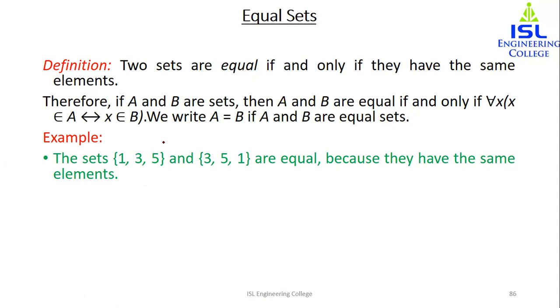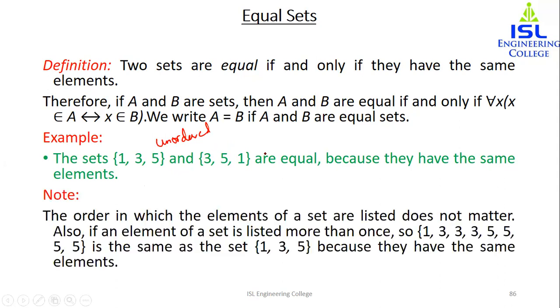And if you remember just now, I have said that sets are unordered. Even if the order is changed and the elements are the same, they are known as equal sets. So here is the point: the order in which the elements of a set are listed does not matter.